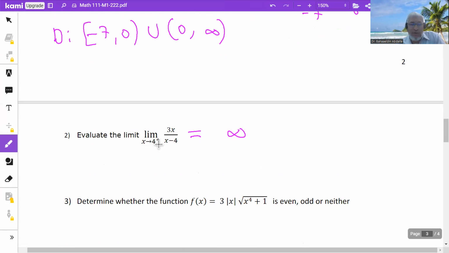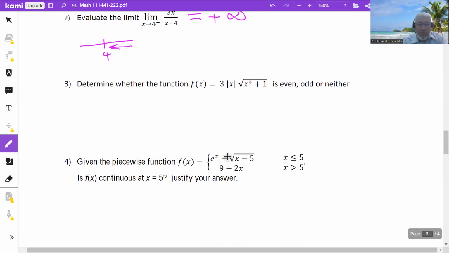Well, x approaches 4 from the right. Approaching 4 from the right, this is 4 and you are approaching from the right, you are greater, x has values greater than 4. For example, 4.1, 4.2. If you replace x by 4.1 here, the numerator is positive and the denominator is positive. Positive over positive is positive. So the answer is positive infinity. If you replace x by 4.1 and find the sign of 3x over x minus 4 is negative, then the answer would be negative infinity.